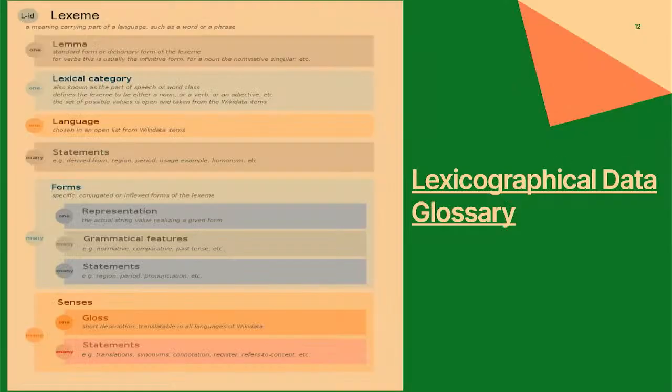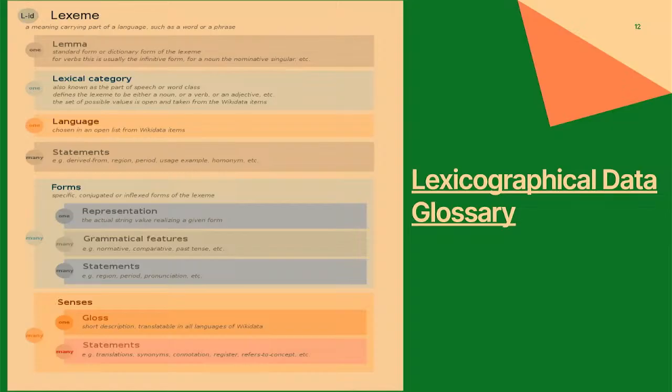Now, moving forward. This is a breakdown on lexicographical data, which is the clause. Now, if we check very well, we will see the L-ID. The L is the ID of the word, of the lexeme. That is the code. Who can remember the code for Wikidata? Q. That's good. So for the Wikidata lexeme, it is L. They say a meaning carrying part of a language, such as a word or phrase.